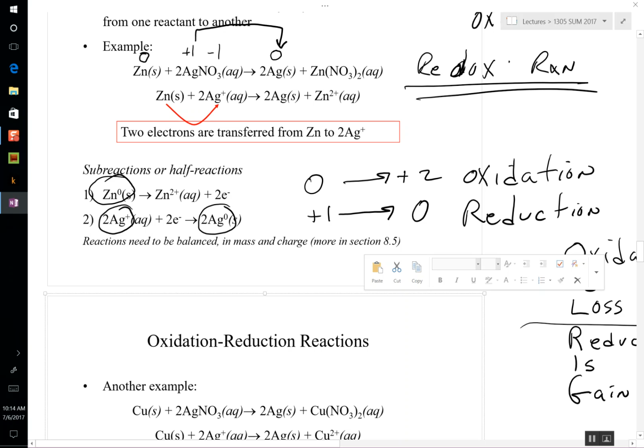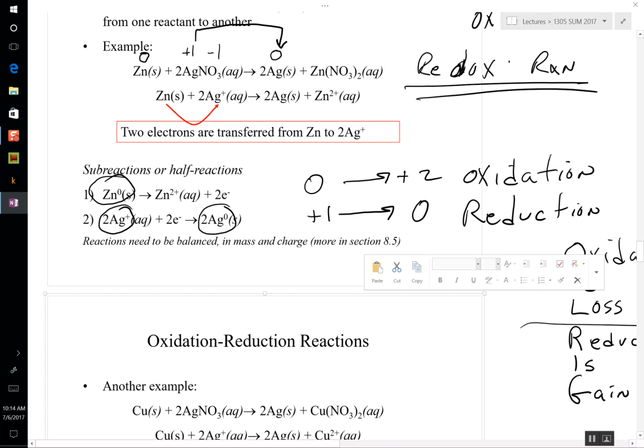Oxidation is the loss of electrons. So elemental zinc loses 2 electrons. It becomes the zinc +2 ion by losing 2 electrons. So oxidation is the loss of electrons.